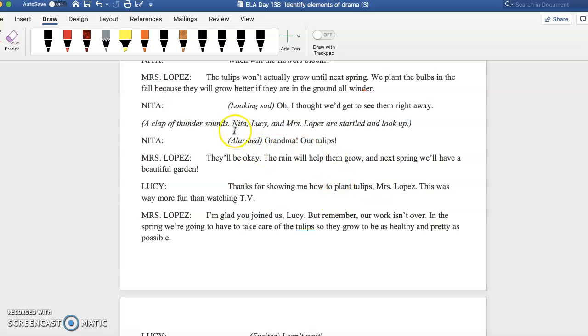A clap of thunder sound. So guys, this tells us that it's about to rain. Notice how the stage directions are giving us more insight on what's happening in the play.